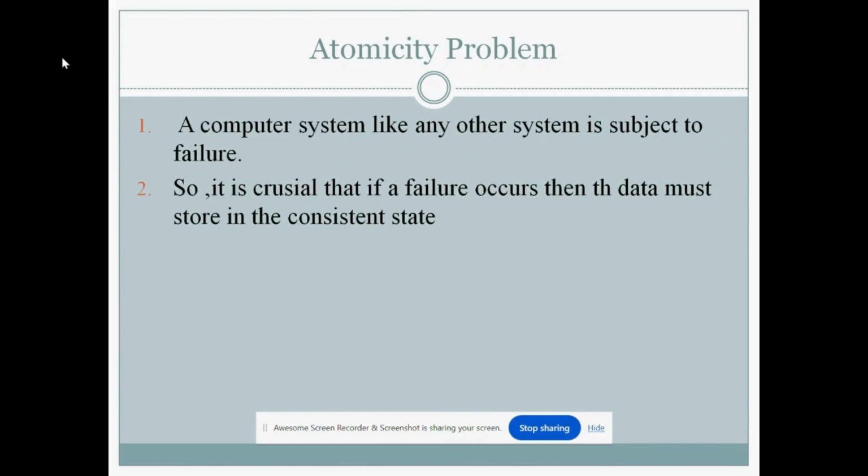Now coming to the last one, that is atomicity problem. A computer system, like any other system, is subject to failure. So it is crucial that if a failure occurs, then the data must be stored in a consistent state.